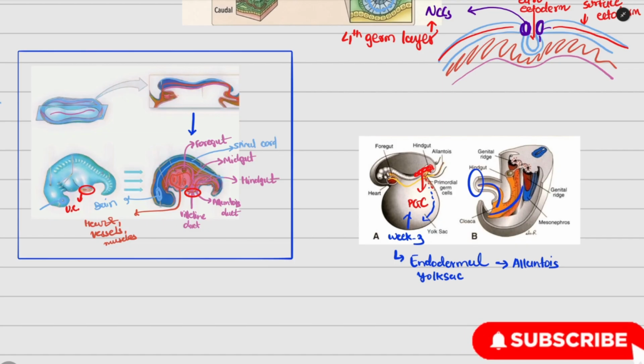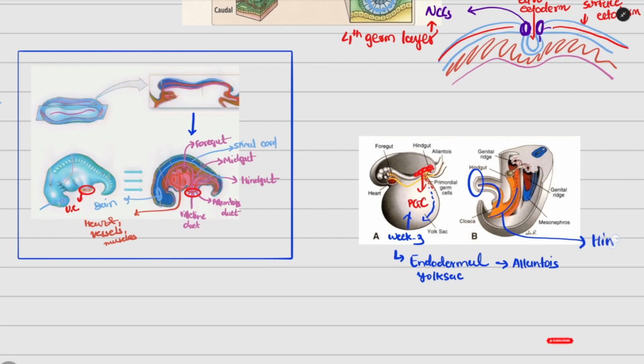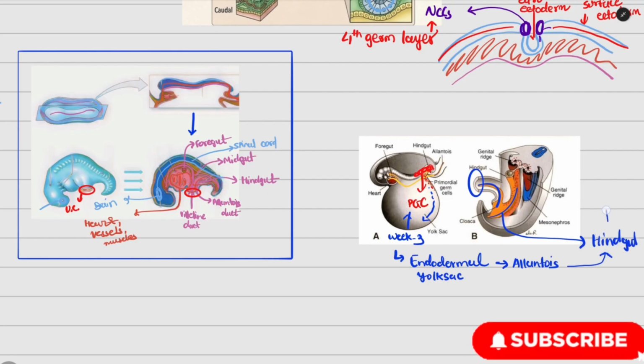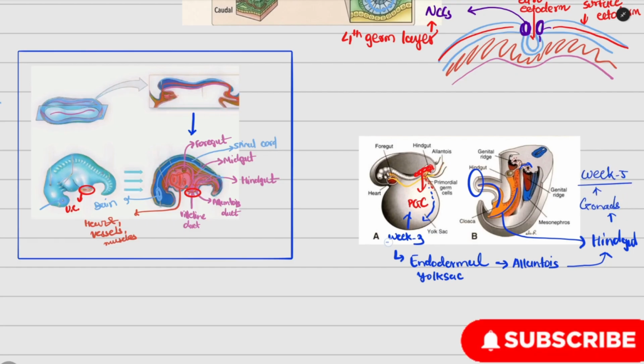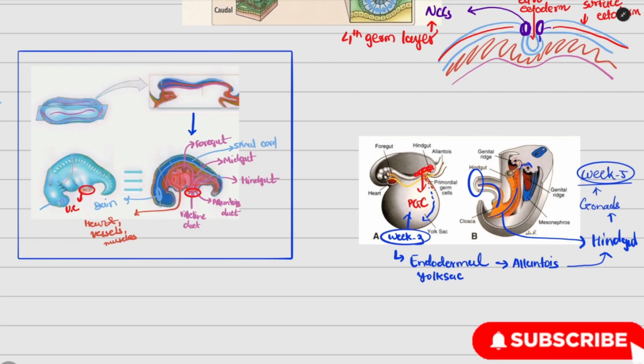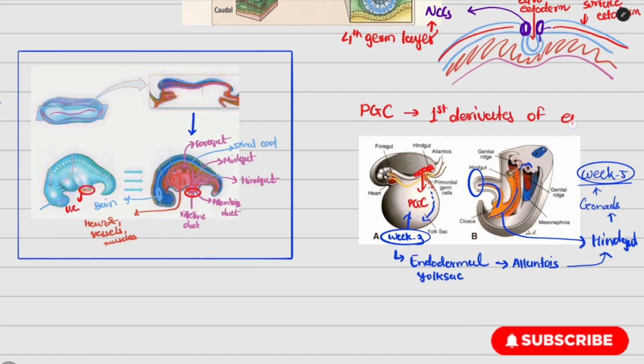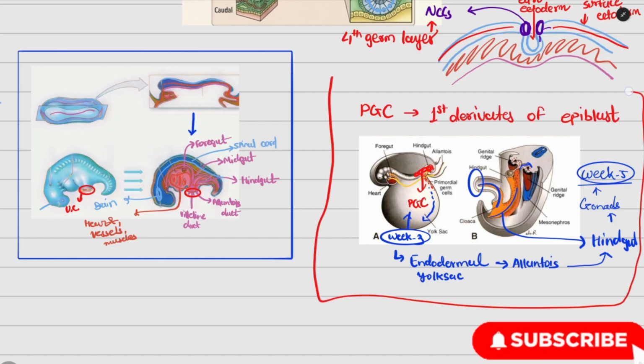From the hindgut they will reach the gonads at week 5. So this process starts at week 3 and takes 2 weeks for primordial germ cells to reach the gonads. At week 5 primordial germ cells are reaching gonads. Primordial germ cells are the first derivatives of epiblast cells.